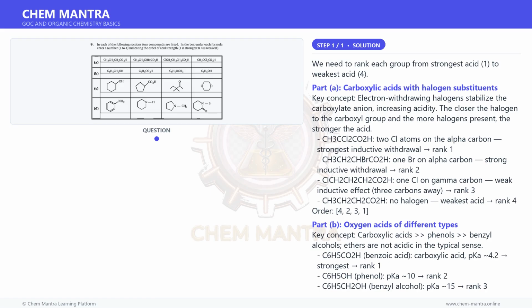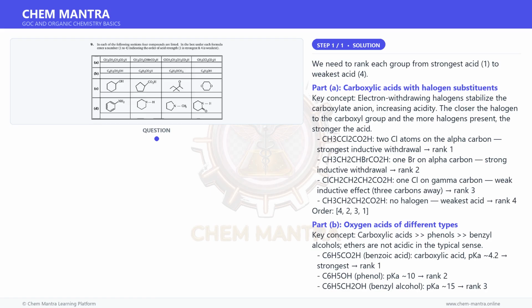Part A. Carboxylic acids with halogen substituents. Key concept: electron-withdrawing halogens stabilize the carboxylate anion, increasing acidity. The closer the halogen to the carboxyl group and the more halogens present, the stronger the acid.